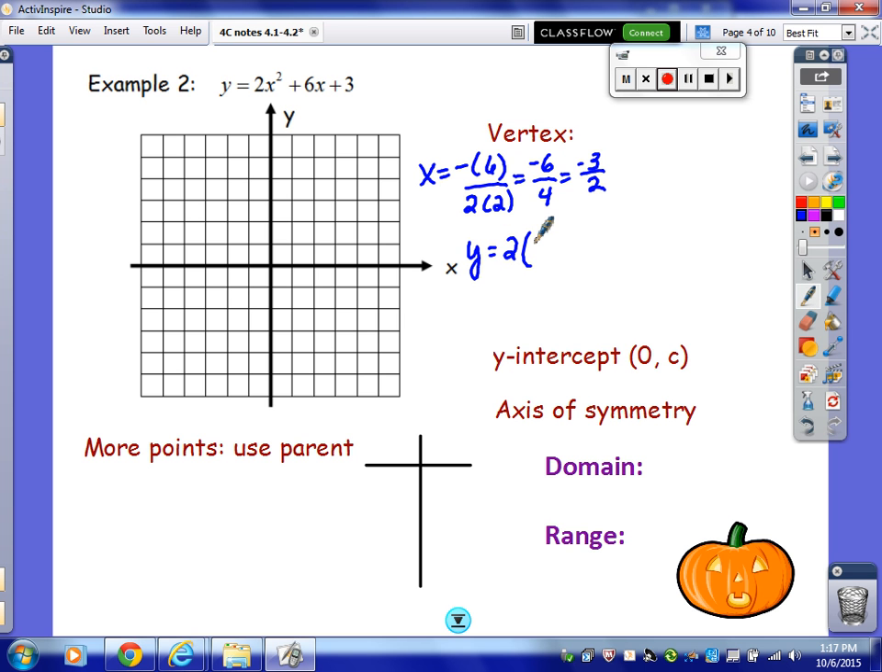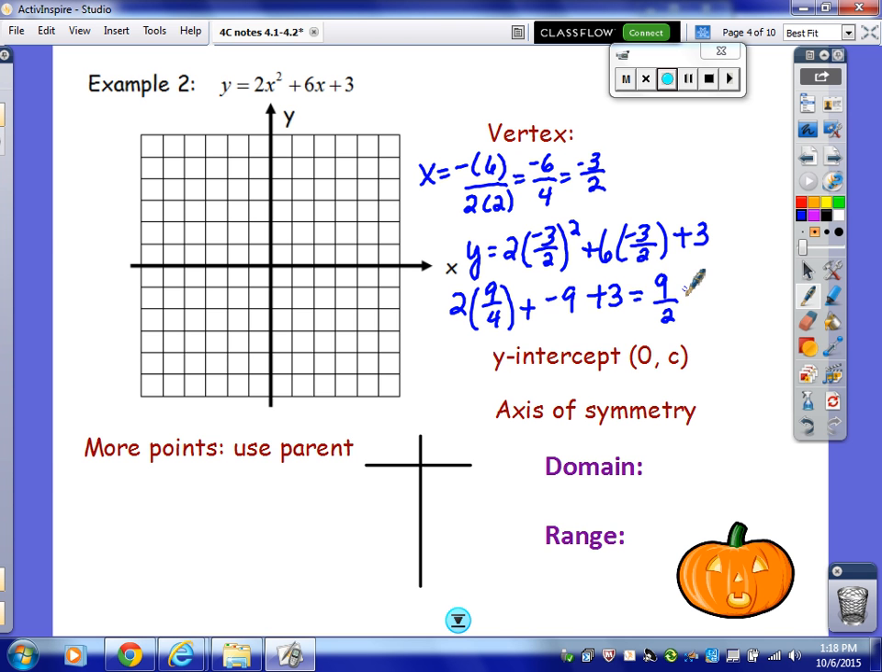So 2 times negative 3/2 squared plus 6 times negative 3/2 plus 3. All right, do some math. 9/4 plus negative 9 plus 3. All right, clean this up. That gives me 9/2 minus 6, which gives me negative 3/2. So my vertex is negative 3/2, negative 3/2.